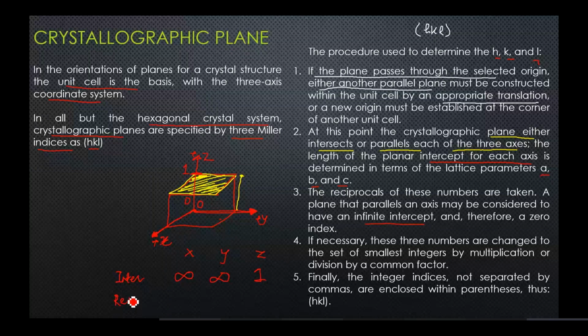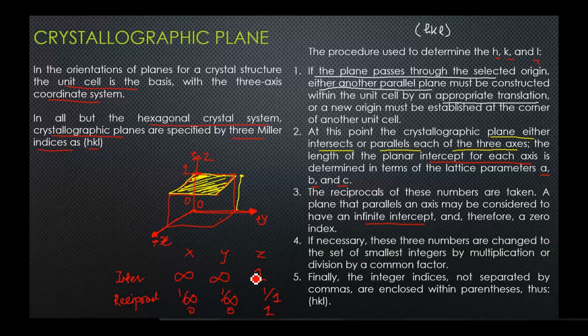Now, once you have found the intercepts, what you will do is take the reciprocal of the intercepts. So 1 over infinity, 1 over infinity, and 1 over 1. This would come out to be 0, this would come out to be 0, and this would come out to be 1. Clear enough?